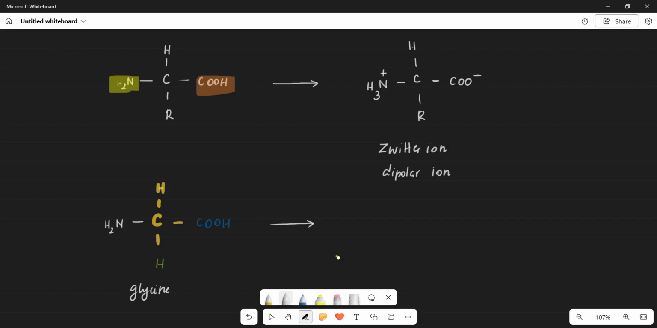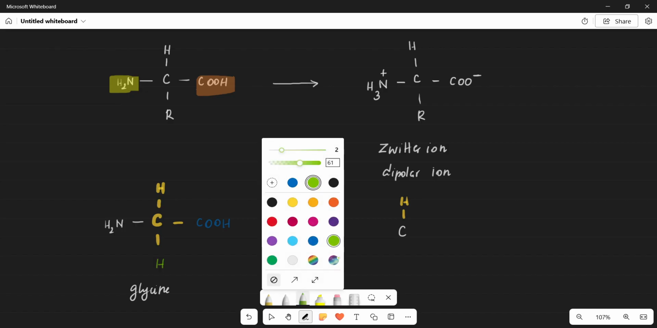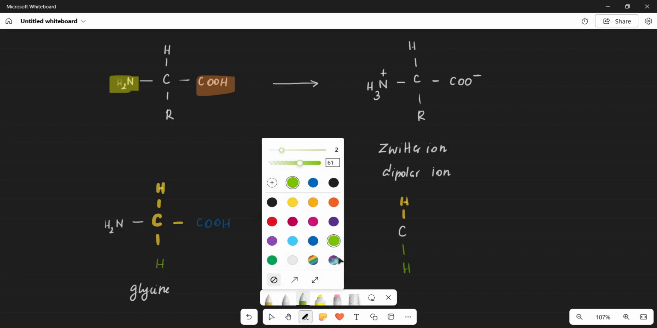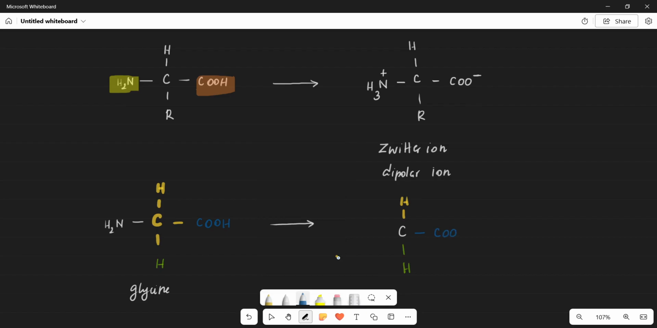So if I want to draw the zwitterion of glycine, I have carbon, so I have a hydrogen here. Instead of the R group, I have one hydrogen here. Then I have the COOH group. The COOH group is going to lose its acidic hydrogen, it becomes COO minus, and the NH2 group is going to gain the hydrogen, it becomes NH3 positive. So this is the zwitterion of glycine.